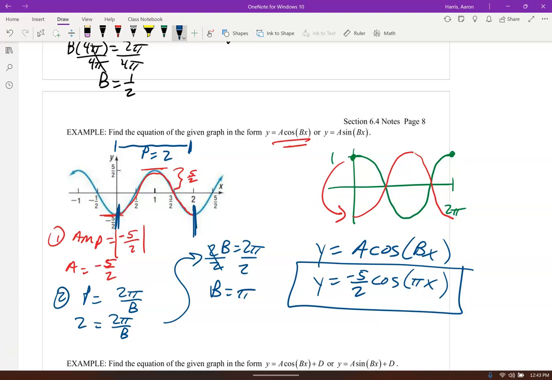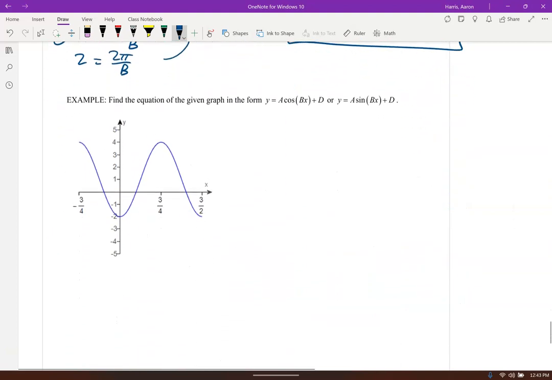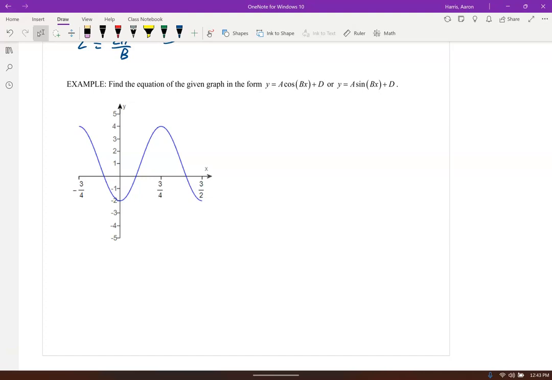I think I've got one more here, and this is a good one to test yourself. Great time to pause it. All right, hopefully you notice that this goes from negative 2 up to 4. That's a distance of 6. So your amplitude is going to be 3, but that changes your midline. Your midline is going to be at y equals 1, right? So it's bumped the whole thing up 1. That's your D on this.